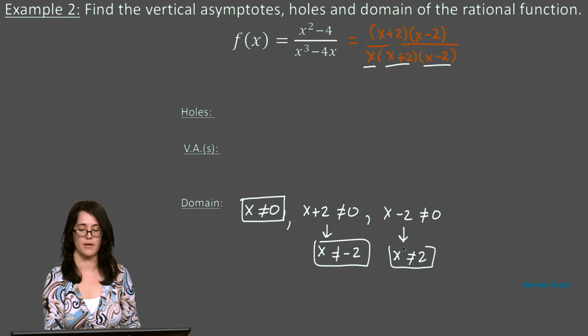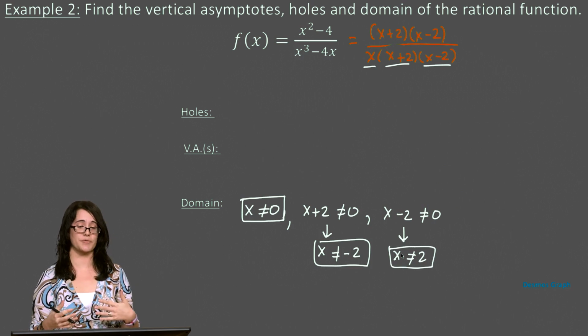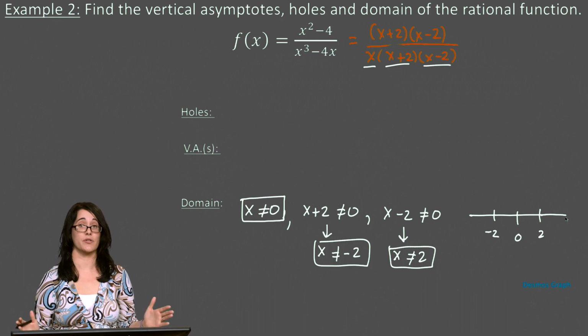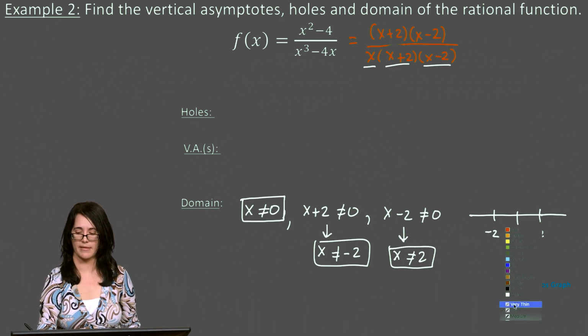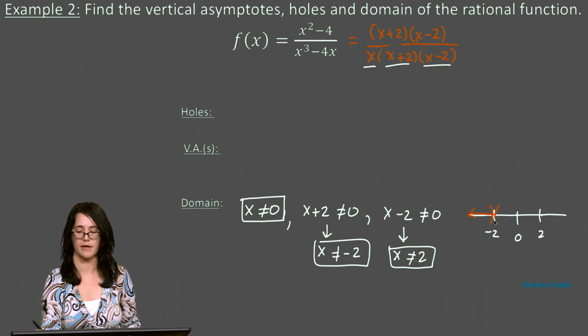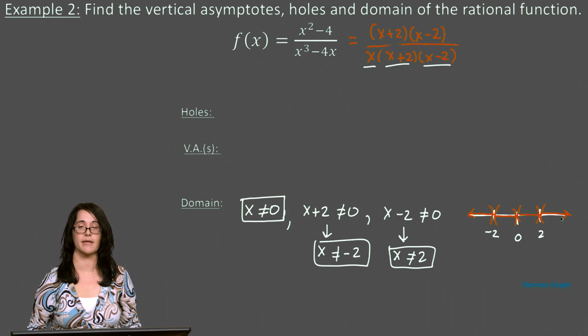Well done. Putting those 3 together in interval notation, what we're saying on the number line is that negative 2 is excluded, 0 is excluded, and 2 is excluded, but anything else is okay. So any value to the left of negative 2 is fair game, but not negative 2 itself. Any value between negative 2 and 0 is fair game, but not 0 itself. Any value between 0 and 2 is fair game, but not 2 itself. And any value to the right of 2, but not 2 itself.